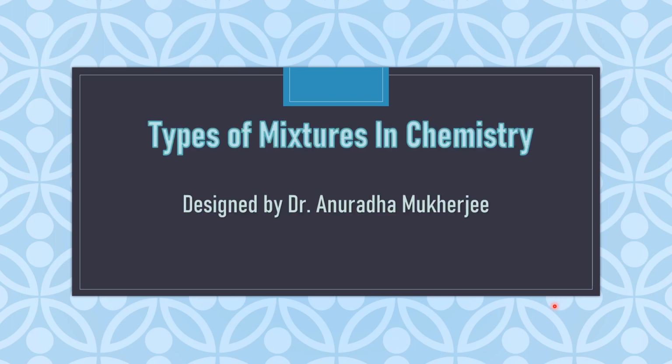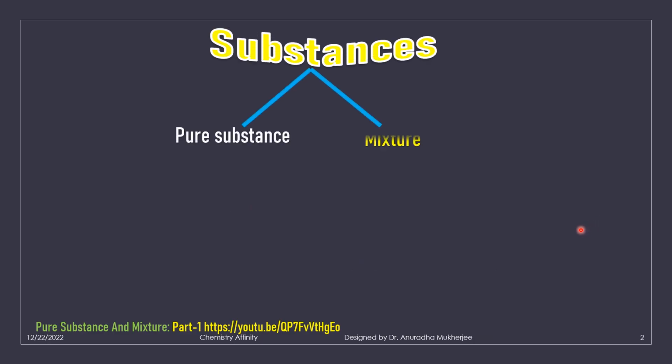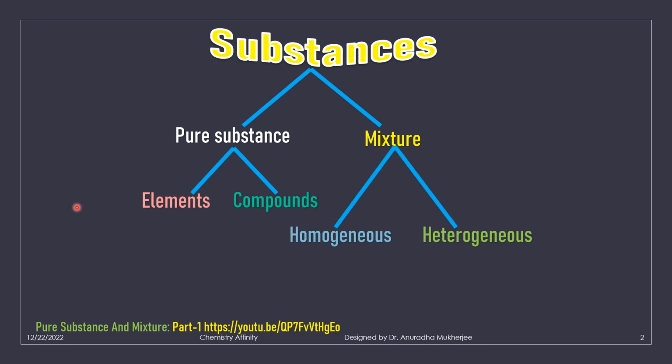Hello students, in this video I am going to discuss types of mixture in chemistry. In my previous video I have already explained that substance can be classified into two types, pure substance and mixture. Pure substance again can be classified into two types, elements and compounds. Mixtures are classified into two types, homogeneous and heterogeneous mixture. Homogeneous mixture is called solution. Heterogeneous mixture again can be classified into two types, colloid and suspension. In this video, I am going to discuss the homogeneous mixture.